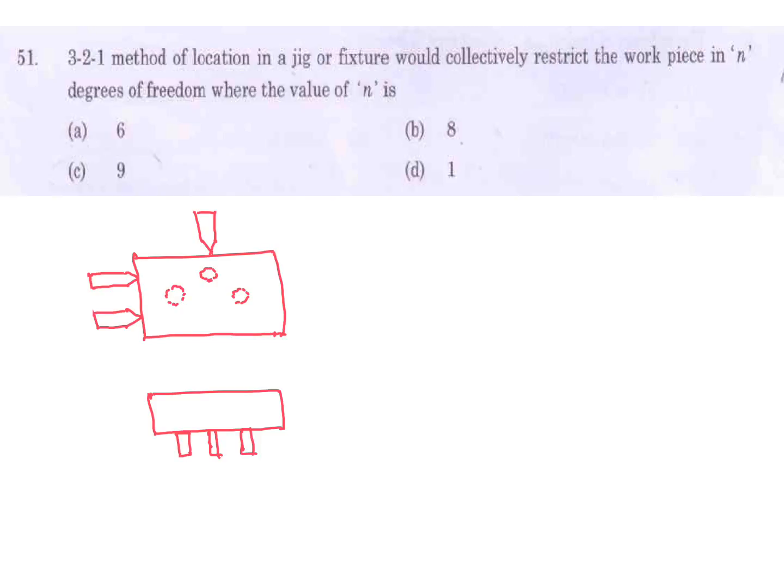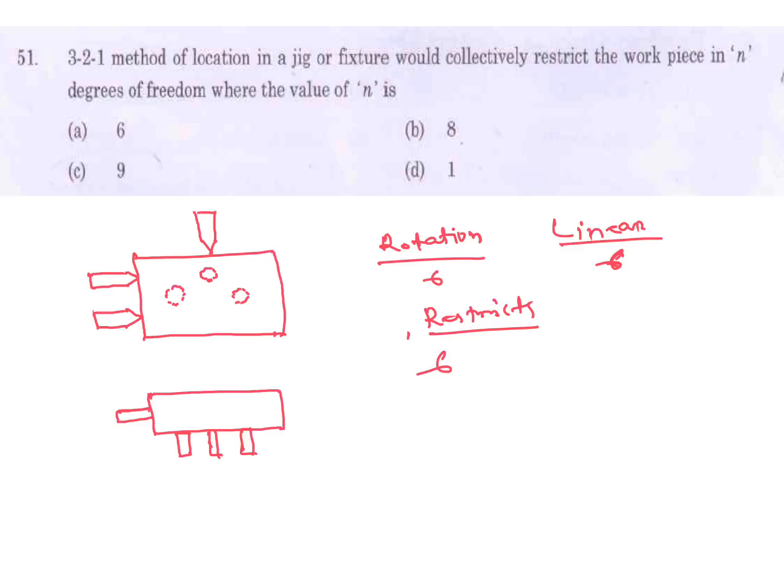This side only one you can see, 3, 2, 1 location. It restricts rotation. Total available 6, linear also 6 directions. It restricts all 6 rotation. All 6 restricted in linear, 3 restricted. So out of 12, total 9 restricted, left is 3.